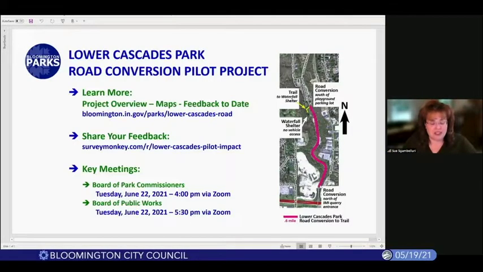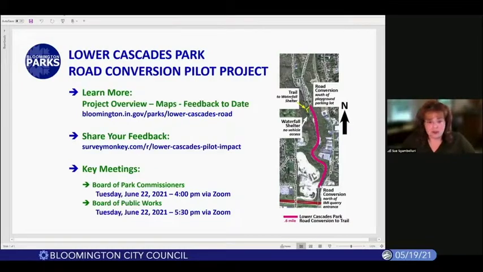There has been a lively discussion, certainly in my constituent meetings, in an additional meeting held this past Saturday with park staff. And I want to just take this opportunity to bring some attention to the pilot project, to stress that there are some key decision points coming up and that feedback is essential. You'll see on your screen the website for the project, the link to the survey that you're more than welcome and very much encouraged to fill out, and some key meetings that are coming up later in June, where we anticipate some decisions will be made regarding Lower Cascades.